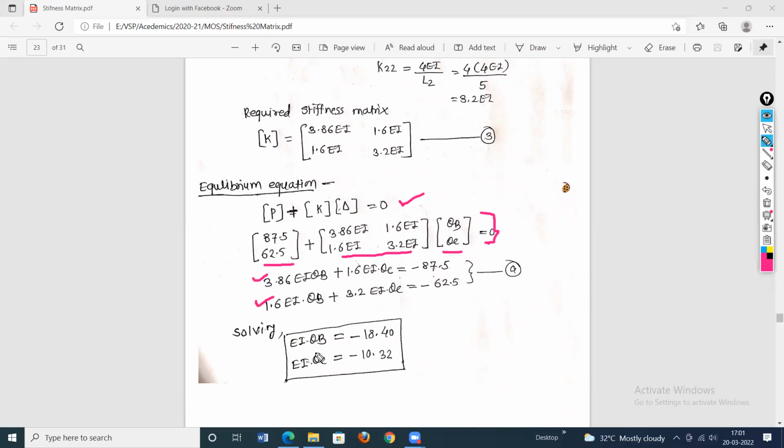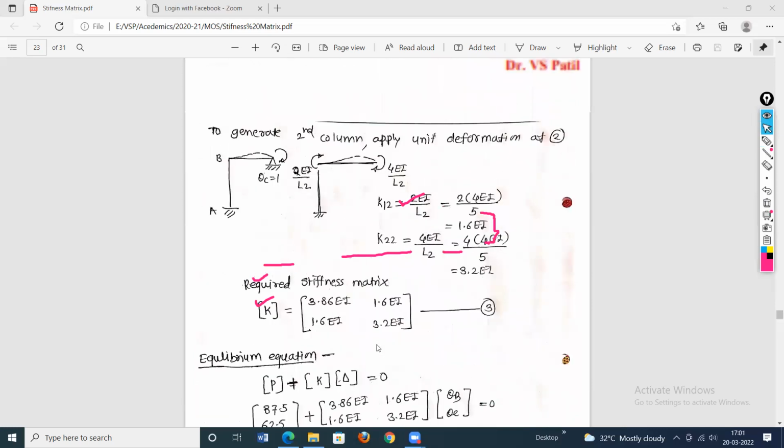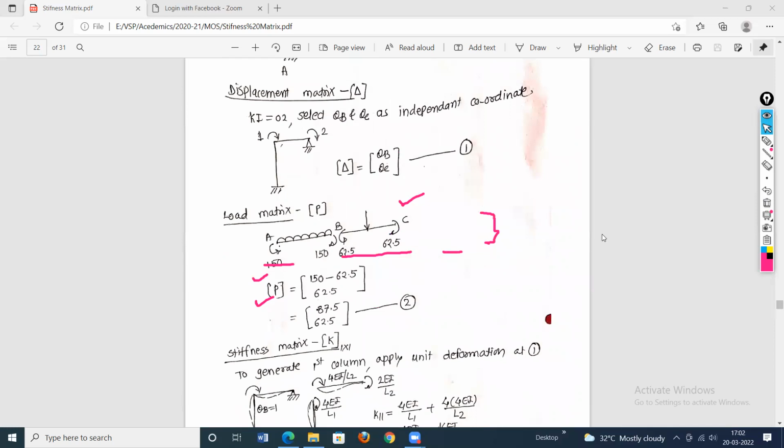Okay, and determine the unknowns, theta B and theta C. Okay, so both answers are negative. It means that our assumption regarding the rotation at B and C is wrong. Here, what is the assumption we have made? This unknown displacement theta B we have assumed as clockwise. Theta C also we have assumed as clockwise. But the answers are coming out negative, in the sense our assumption is wrong. So these slopes are not clockwise, but anti-clockwise.